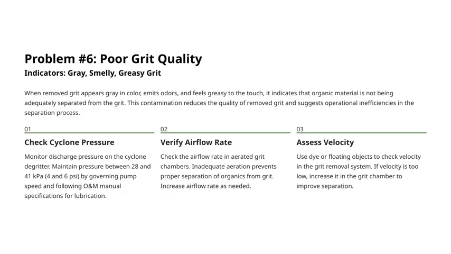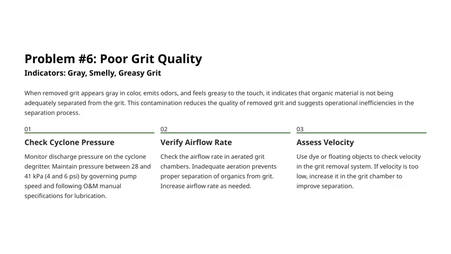Next, verifying the airflow rate in the aerated grit chambers is crucial. Proper aeration is essential for effective separation of organics from the grit. If we find the airflow insufficient, we should increase it to improve the process.